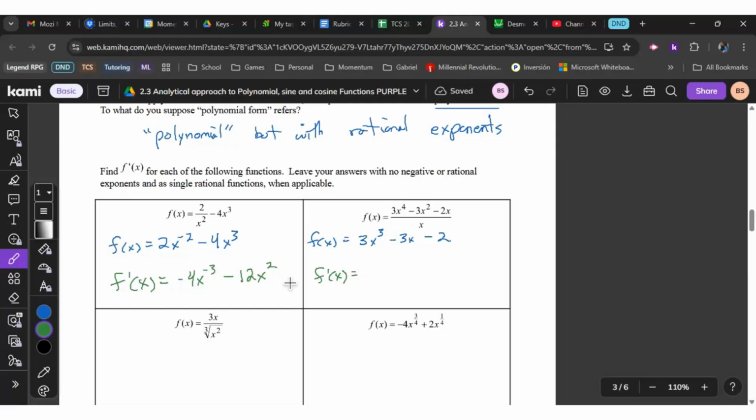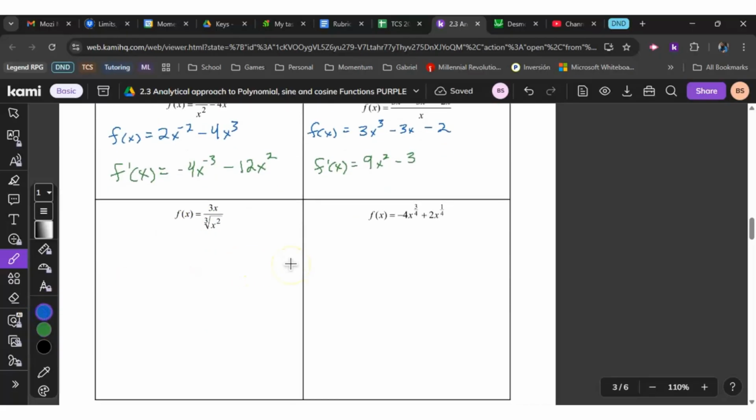Carolina, what is the derivative then? 9x squared minus 3. Yeah, exactly. Because there's a 1 there, right? And that's it. Everything else just goes away for us. How nice.